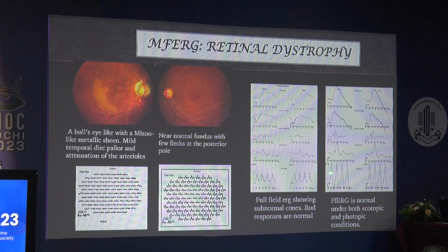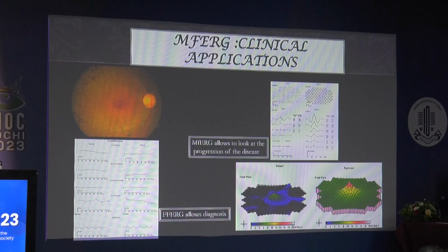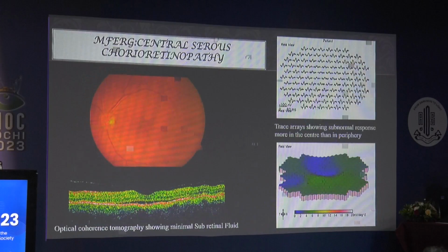Just coming to clinical application, you can see both sides the retina looks similar. Full field ERG is almost similar on both sides, but multifocal ERG gives you the diagnosis. Generalized reduction, more likely to be a cone rod dystrophy. Only central area gone, more likely to be a macular dystrophy. So this again gives you how much function is remaining in cases of retinitis pigmentosa.